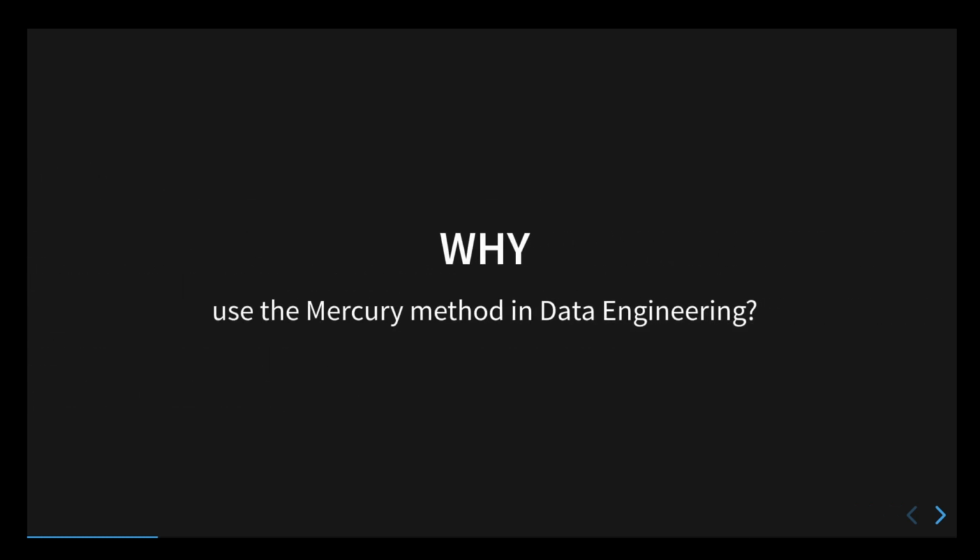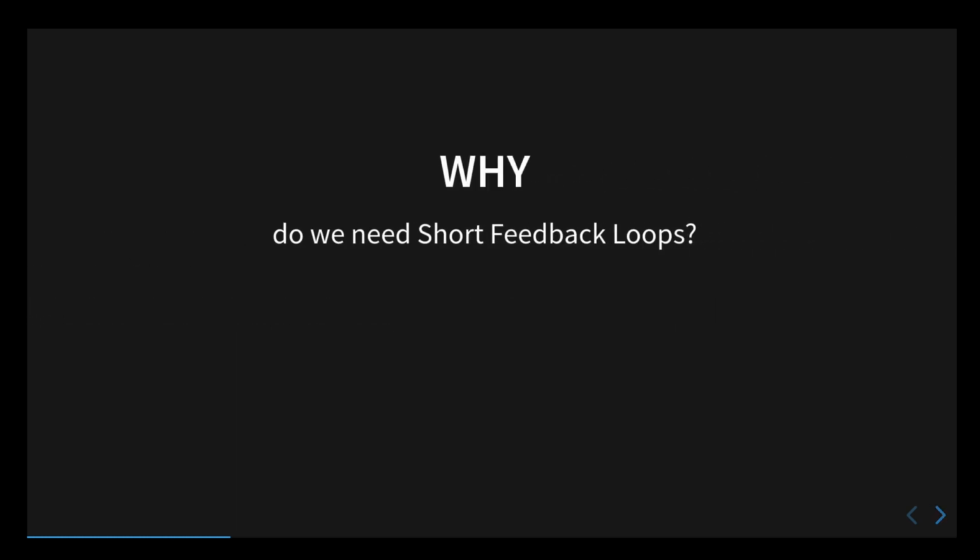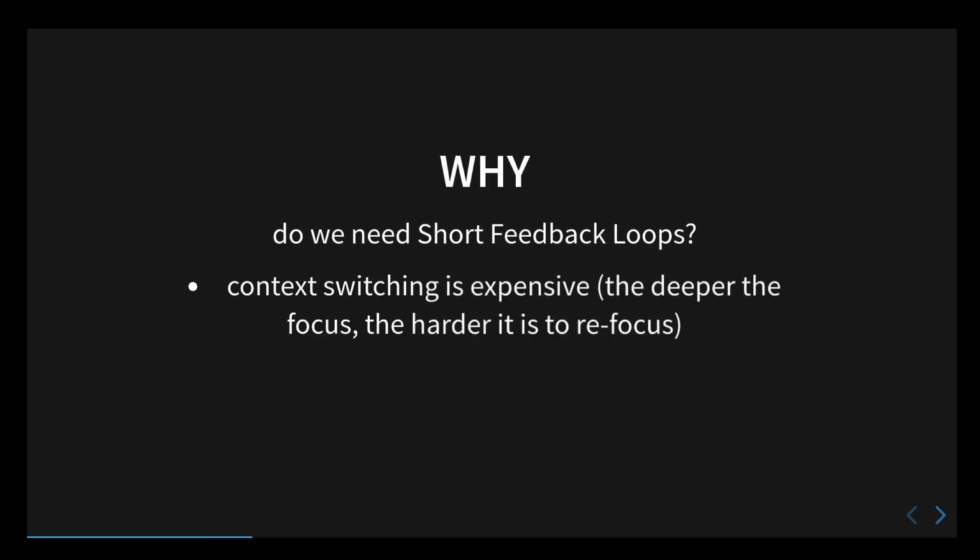Why should we use the Mercury method? And why do I use it? Well, for example, why do we need short feedback loops? Well, in computer science, we have a saying, which is context switching is expensive. Those of you who write parallel software, for example, know what I'm talking about. There's a reason why we tend not to spin up 1,000 threads. Having to change context is expensive.